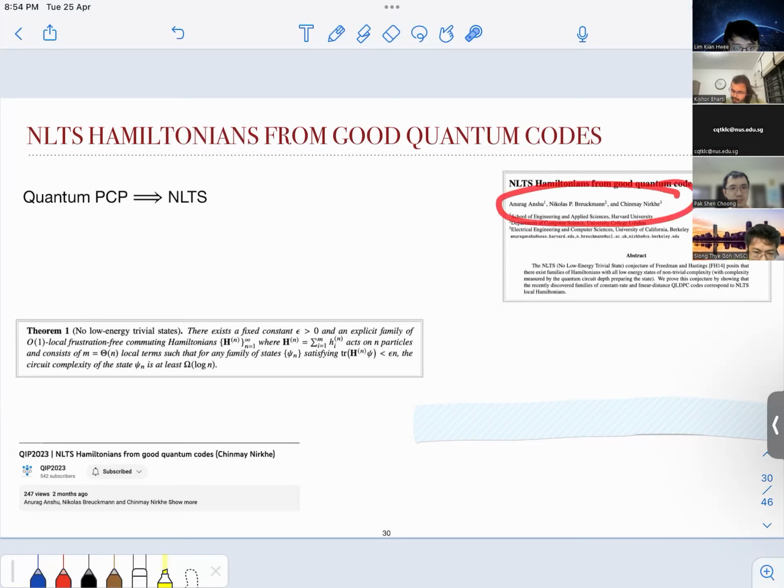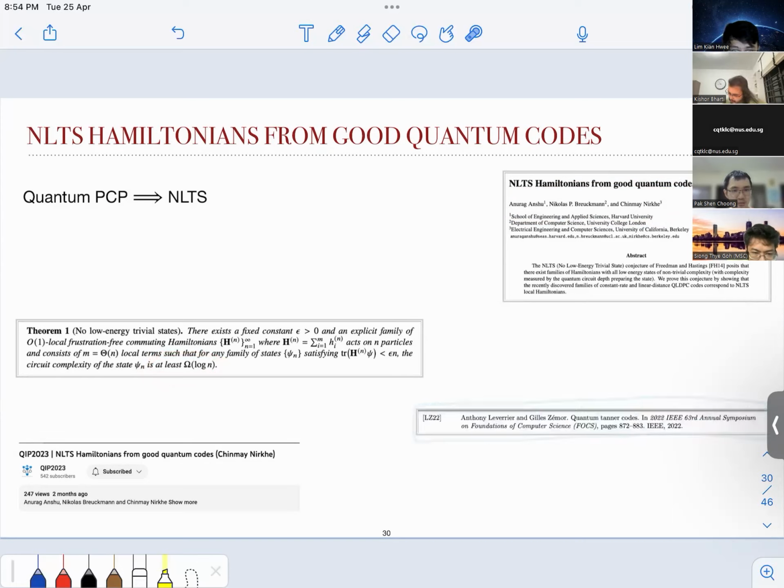And what these authors showed is that in fact there exist Hamiltonians for which, if you want to represent the low energy eigenstates, you require a depth of at least log n. The Hamiltonian they used comes from the quantum Tanner code. Given this code, one can construct the corresponding Hamiltonian, and then one can show that all low energy states, if you want to represent them, will require log n depth. They cannot be represented with constant depth.